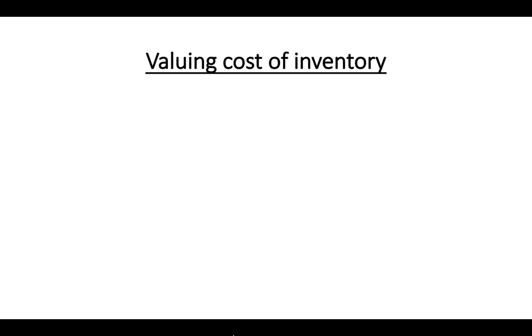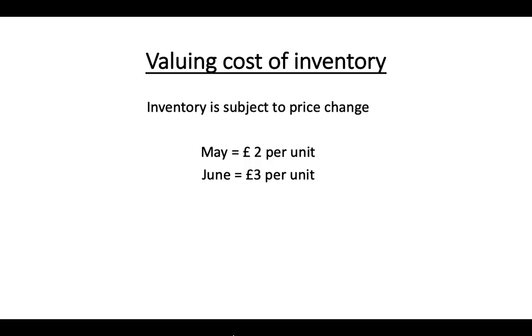When valuing the cost of your inventory, you need to keep in mind that inventory is subject to price change. So for example, you may have bought a unit of inventory in May for £2 per unit. You may have then bought the same unit of inventory in June, but this time costing £3 per unit. What we are trying to do is value the cost of our inventory, taking into consideration the fluctuating costs.